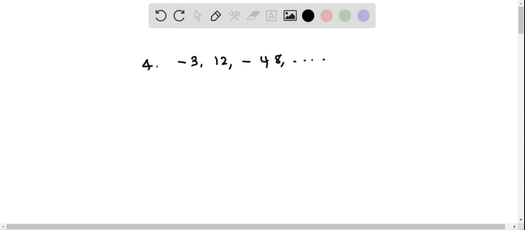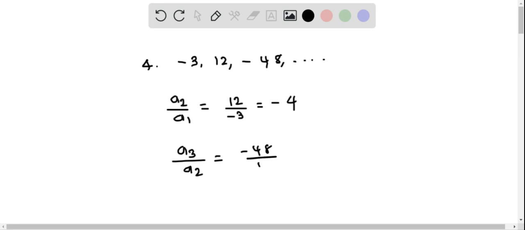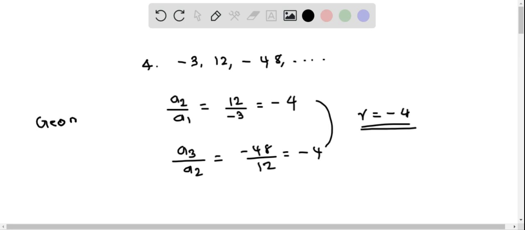Let's verify this sequence. So I find the ratio a2 over a1. A2 is 12 and A1 is negative 3, and so this equals negative 4. Now let me find the other ratio, that is A3 over A2, and this equals negative 48 over 12, and this equals negative 4. So we see that these two ratios are the same. That is, we say that the ratio of this sequence, r equals negative 4, is the same between the two consecutive terms. So therefore we say that this sequence is geometric.